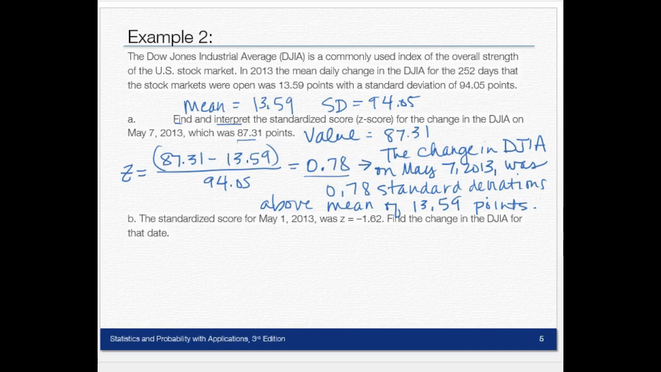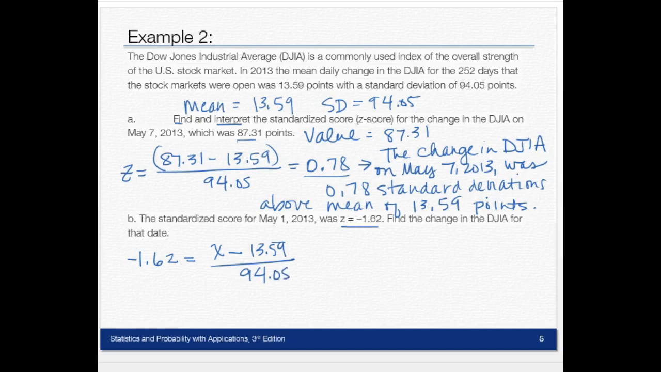Above because it's positive. If this came out negative, then we would say below the mean. Now, B changes it up a little bit. It says the standardized score on May 1st was a negative 1.62. Find the change in the Dow Jones for that date. Okay, so this changes it up. We need the mean and the standard deviation, and now we gave the z-score, so we have to do a little algebra. So we know our equation is going to equal negative 1.62. The change is what we don't know, so I'm going to put an x in there because we don't know that part. Change minus the mean divided by the standard deviation.